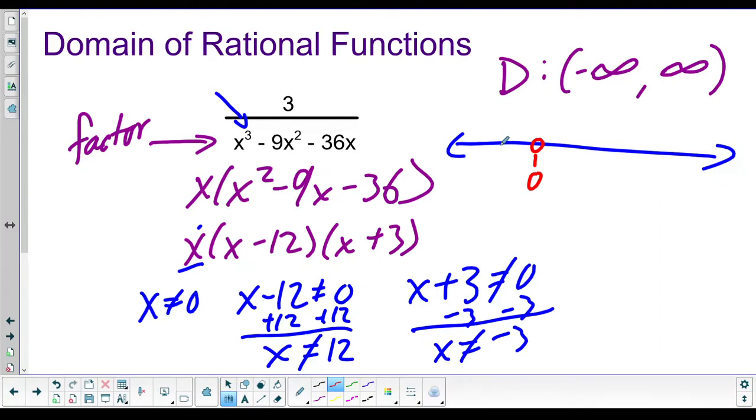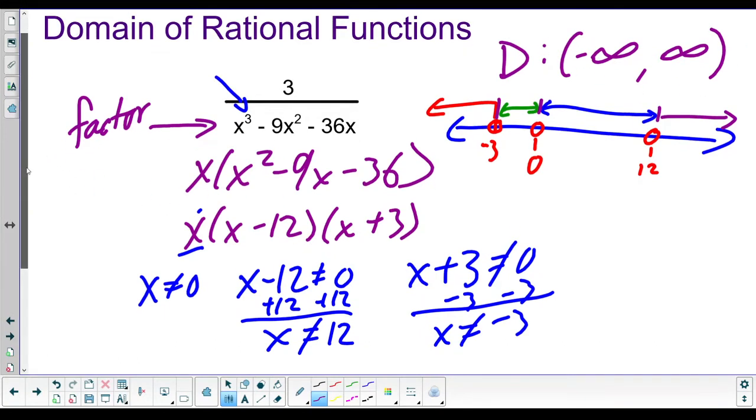Then we need to go to negative 3. And we need to put a hole in it. Then we need to go to 12. And we need to put a hole in it. So what that's going to do is cut this into chunks. So we need to say less than negative 3. Then from negative 3 to 0. Then from 0 to 12. And then from 12 to infinity. Those are the chunks that we're going to have. So we can see 1, 2, 3, 4. This one domain interval is going to be cut up into 4 separate intervals.